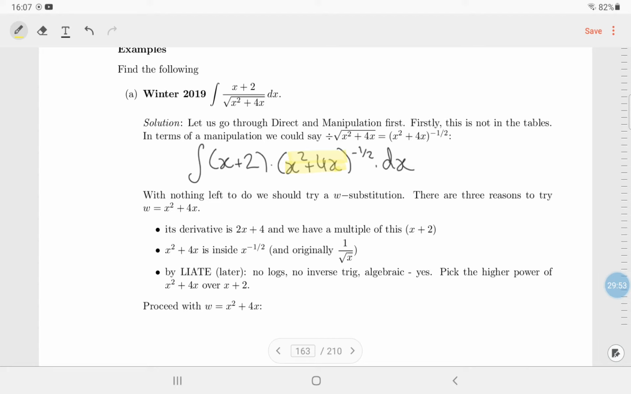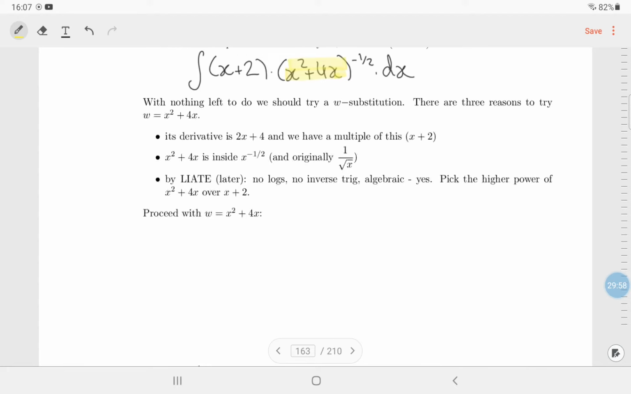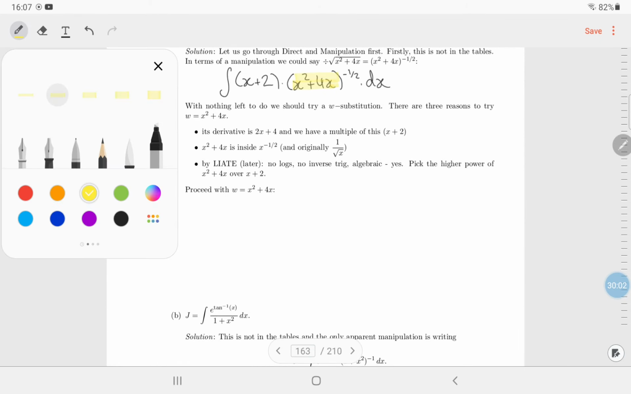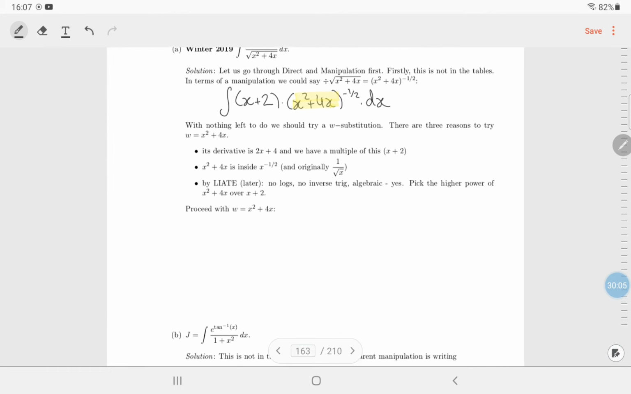In general, you're going to take as much as you can. So you pick a higher power. So we're going to proceed with w equal to x squared plus 4x. And let's see how this goes. So let's start putting this thing back together.